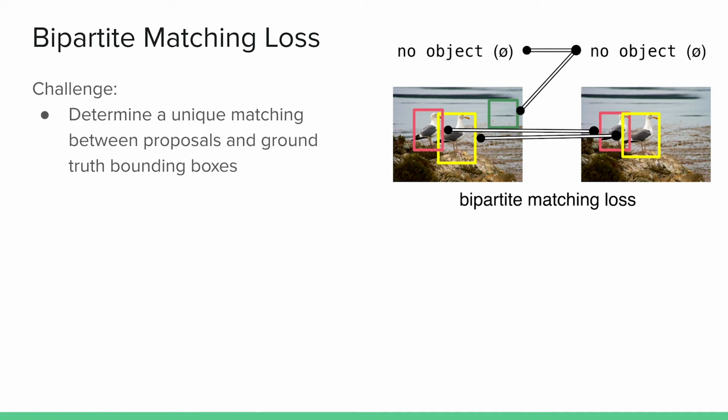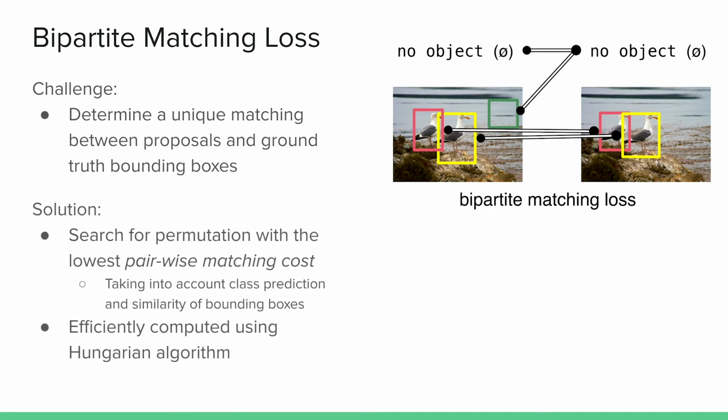Because ideally we want to have a unique assignment here, and it shouldn't depend on the order in which elements appear. So what they propose is that they search for a permutation that has the lowest pairwise matching cost. We have two sets, and we're trying to find the permutation of these elements that has the lowest cost. They take into account both the class prediction as well as the similarity of the bounding box.